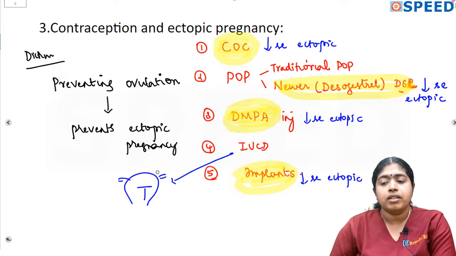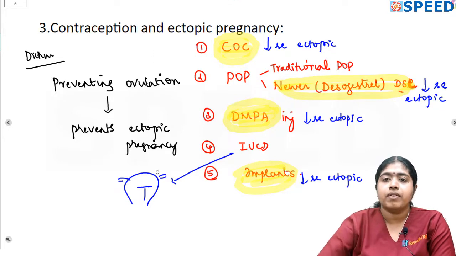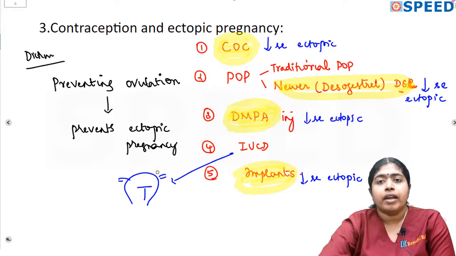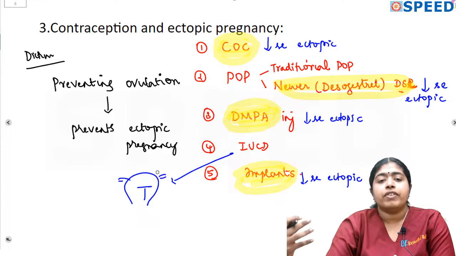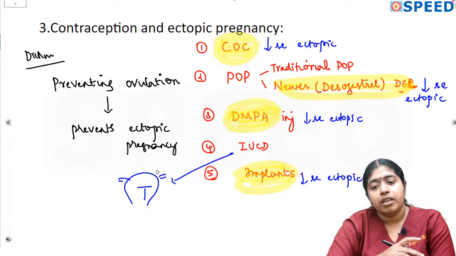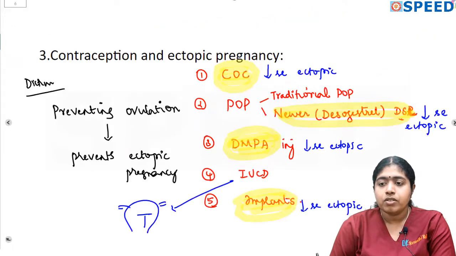So all the other things, especially your POP and IUCD, do not prevent ovulation. So ovulation occurs, fertilization occurs, and they act by other feeble mechanisms like thickening of cervical mucus and preventing implantation. So when they act by all these other methods, the risk of ectopic increases. Okay, so questions from this can come in the exam. If you want more details on this, you can refer to the contraception topic.